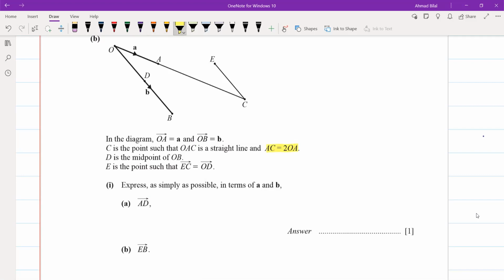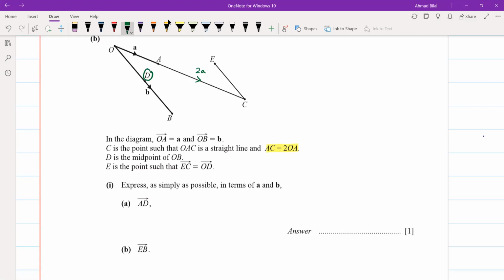तो अगर आपको पता है कि ये OA है, that is A, तो AC is 2 times that, यानी कि A से C तक कितना होएगा? A से C तक होएगा 2A, right? Because OA जो था, that was A, so 2 times OA, that becomes 2A, so we get 2A here.